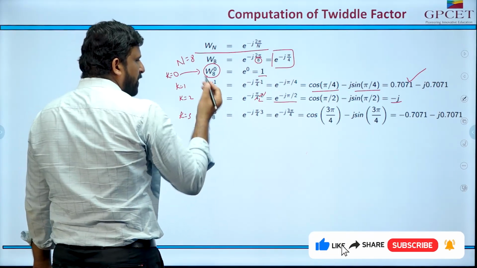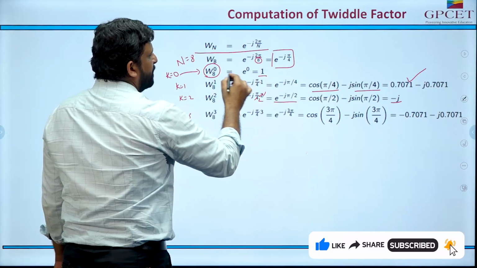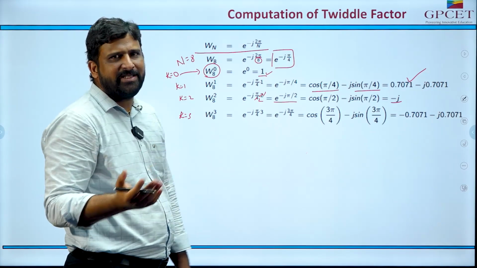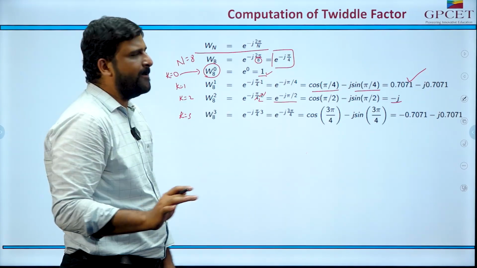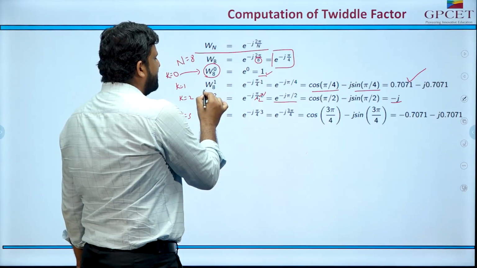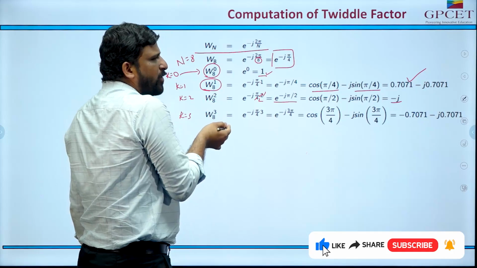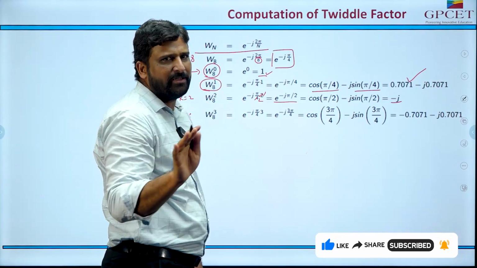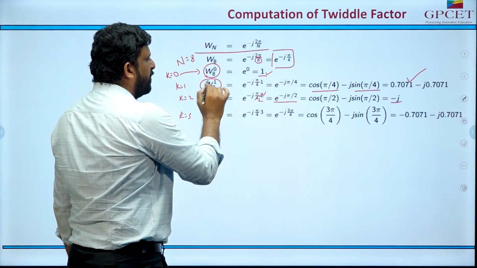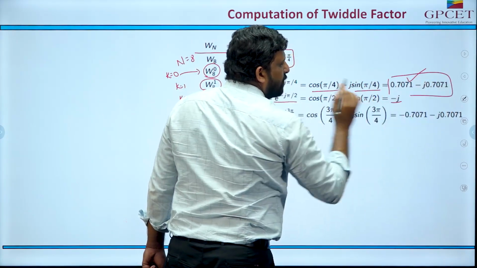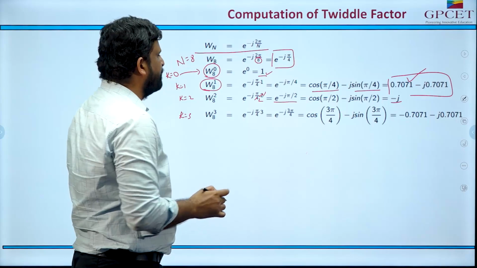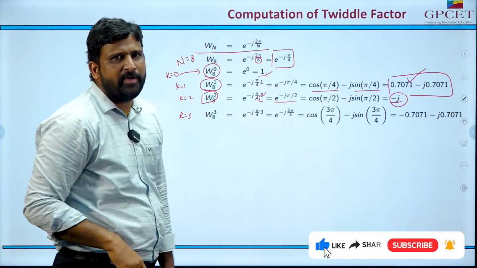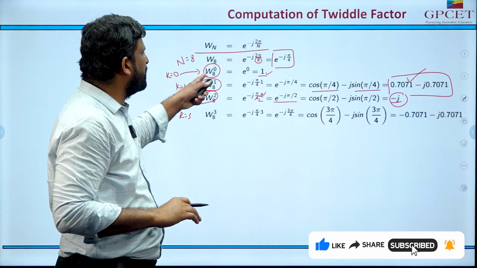That means whatever the problem you take, the values will be equal. If you want the value of W8 to the power of 0, it will be equal to 1. In each and every different problem, the sequence will change, but the twiddle factor values will not change. Why? Because they are fixed values. So W8 to the power of 0 you compulsorily take as 1. If it is W8 to the power of 1, just substitute 0.707 minus j 0.707. If it is W8 to the power of 2, just write the value minus j. Like this, whatever problem you are solving, just substitute the values for W8 to the power of k.